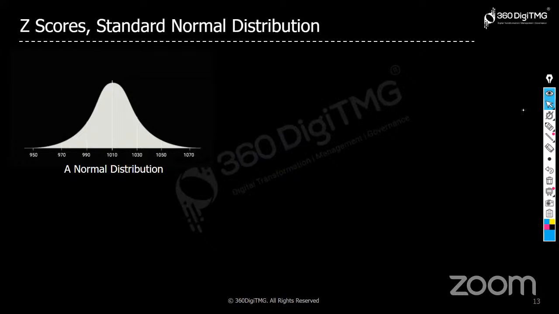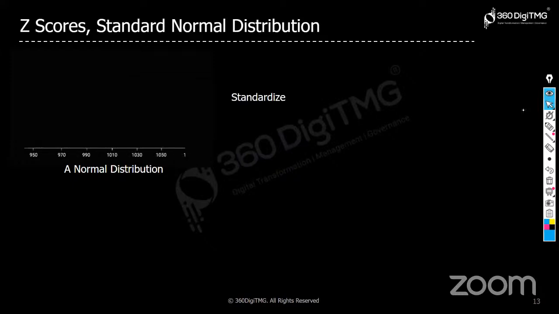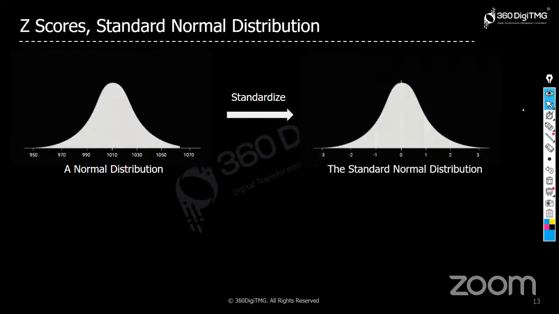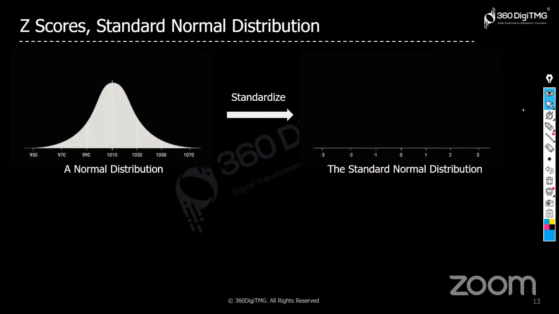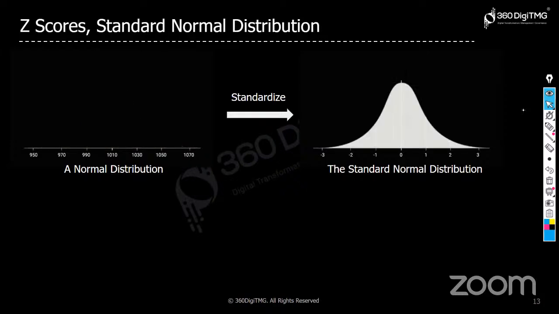So normally distributed data is present. The mean value is 1010. Now, we will standardize this normally distributed data. When we standardize this, we get a standard normal distribution. Within this, the mean is converted into 0 and it ranges between minus 3.4 to plus 3.4.